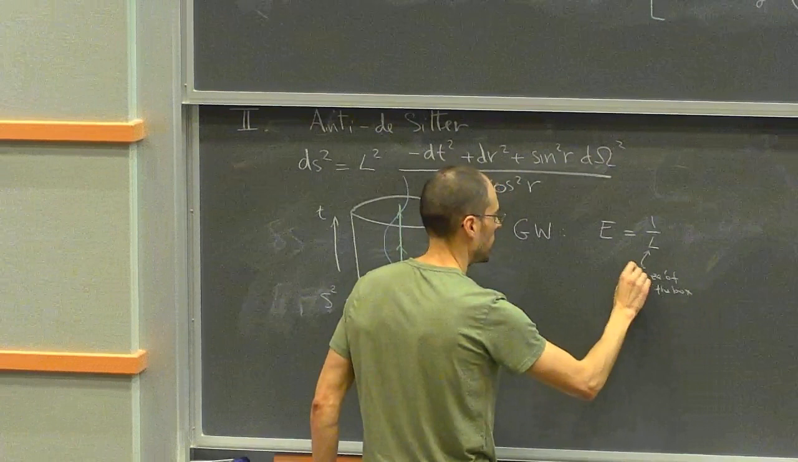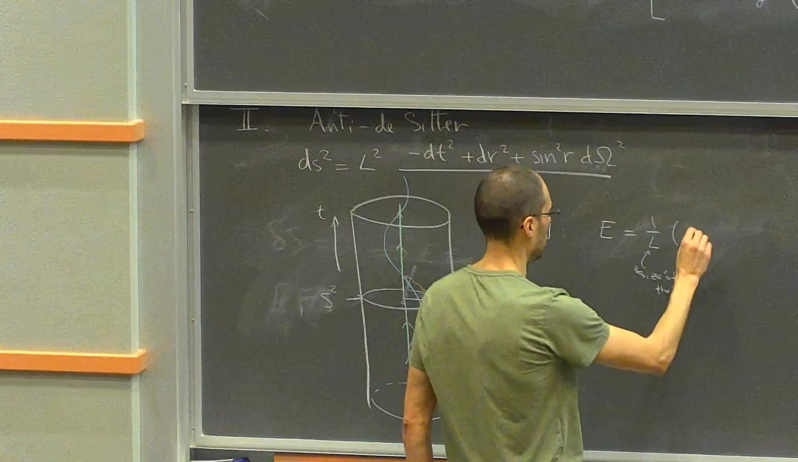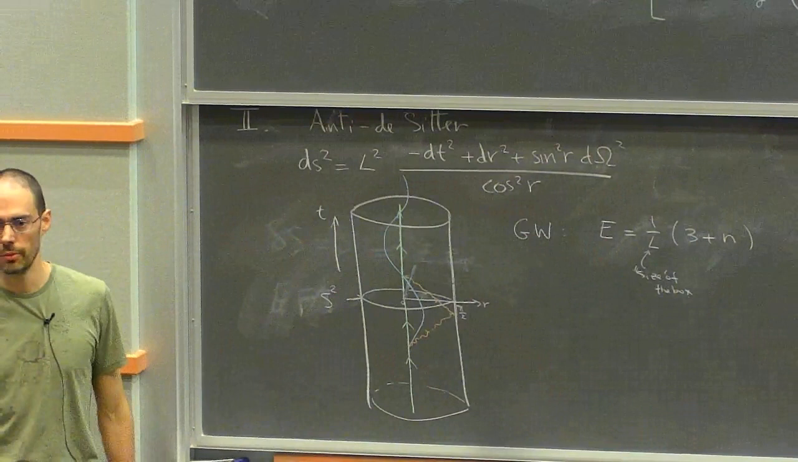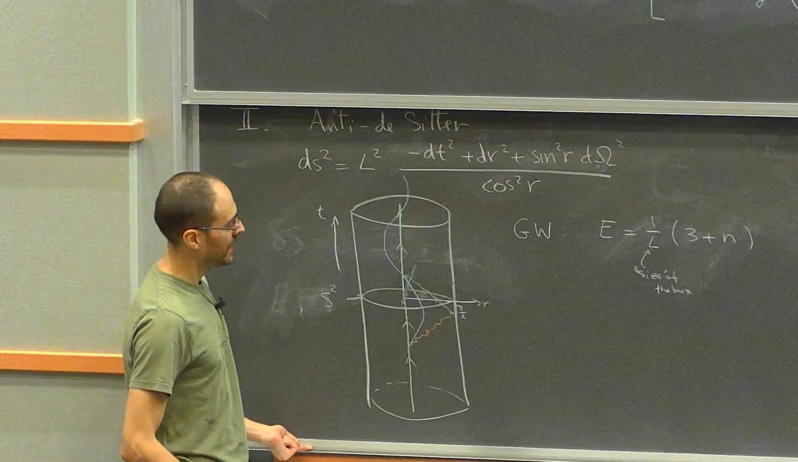Remember that it was also the light, the time it took for the light to come back to you. Times what? Times 3 plus integers, where N is 0, 1, 2. That's it. The spectrum is just integers in units of the size of the box. So that's nice. It's a nice symmetric box. But now, what else do we know?